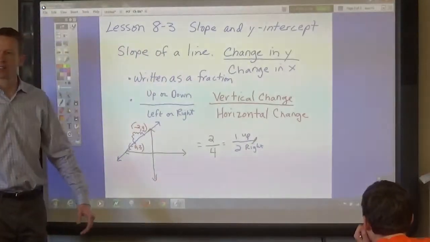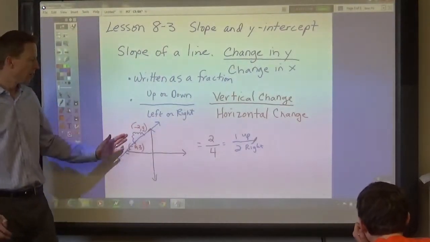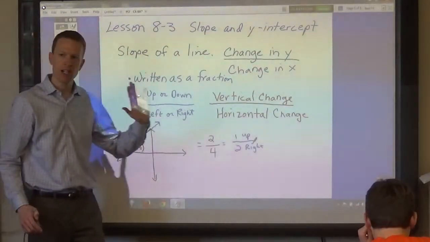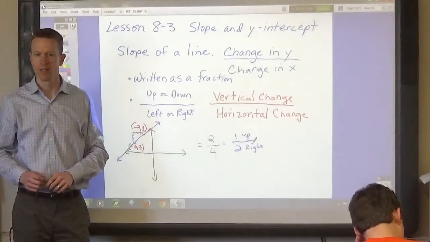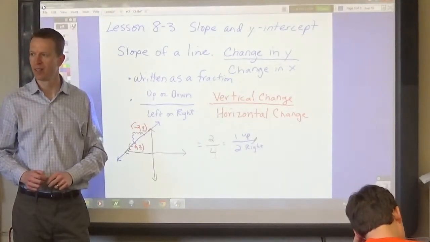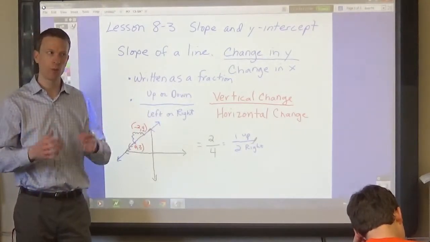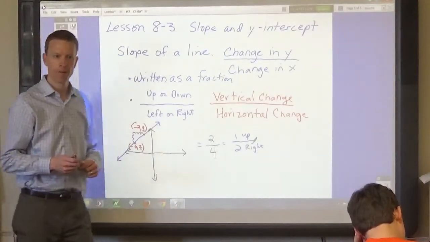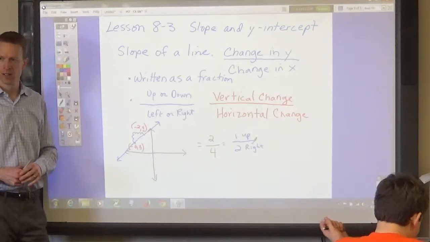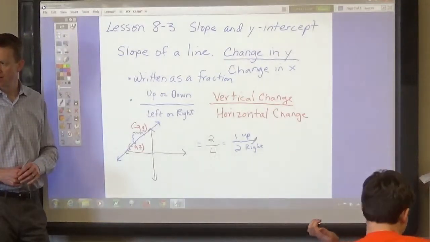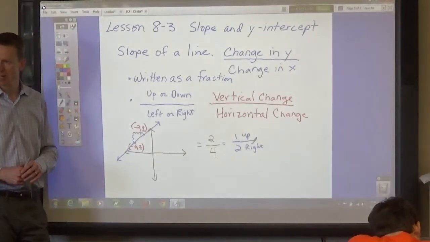Remember that slope is always described as how it changes as it moves to the right. Okay? So you can count when you're figuring out the slope. You can count up or down and then how far it goes to the right.